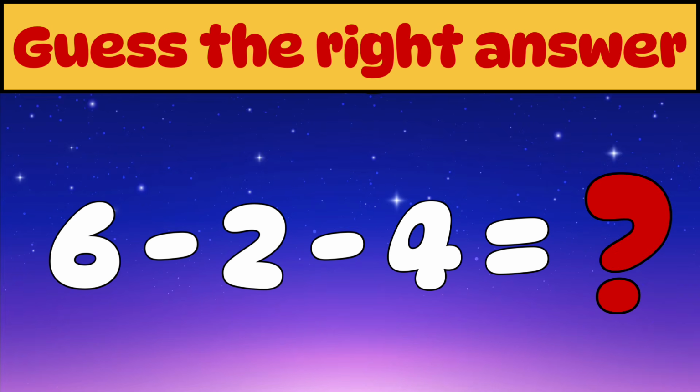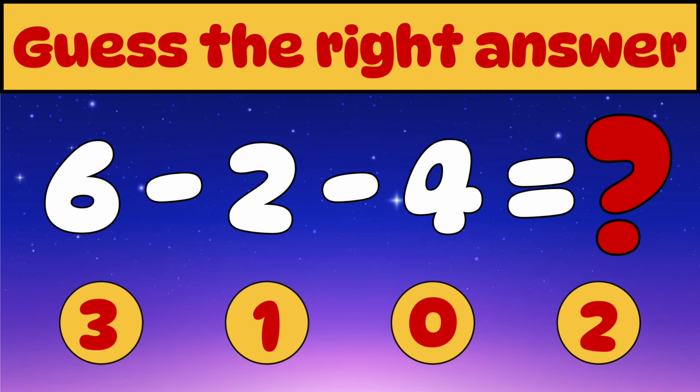6 minus 2 minus 4 equals. Can you guess the correct answer? Here are the options. 3, 1, 0, maybe 2. Think carefully.